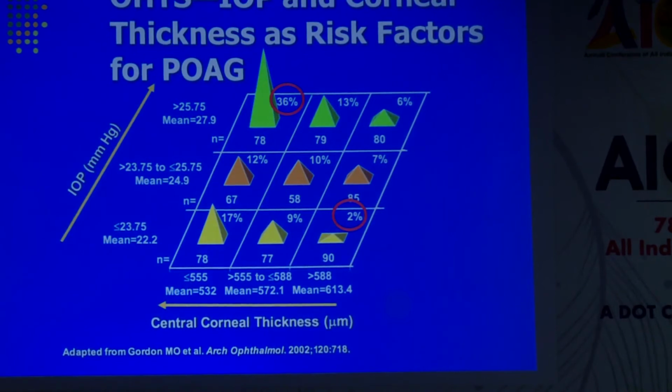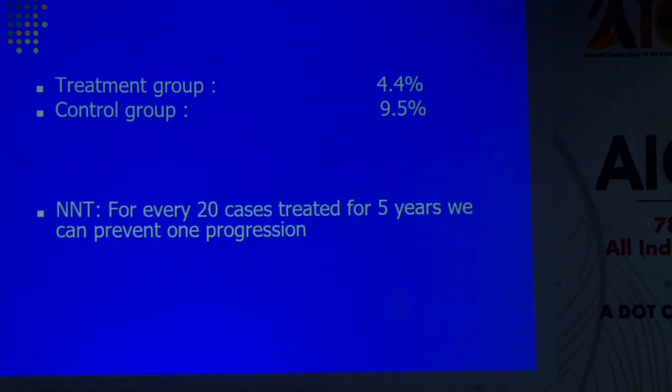If you look at the left side of the picture and the top, you can see that as the central corneal thickness is on the lower side and the intraocular pressures are on the higher side, you can see the highest risk of conversion in the OHTS. If you look closely, there is something called the number needed to treat. What they found is that if you treat everybody, for every 20 cases of ocular hypertension treated for 5 years, we can prevent 1 case of progression. So we don't need to treat everybody to get that 1 out of 20.